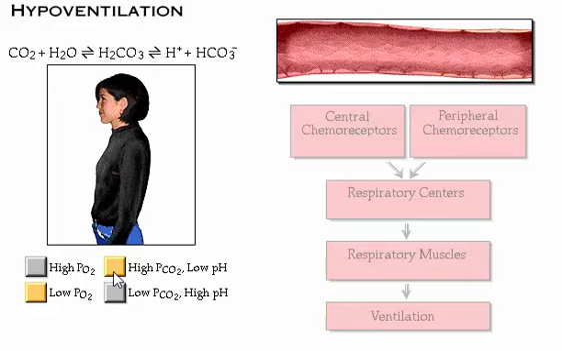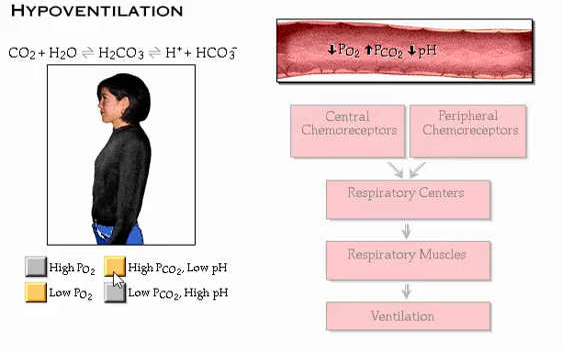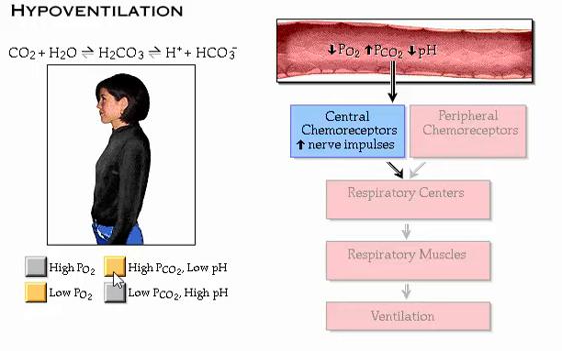Correct! During hypoventilation, not enough oxygen is inhaled, so the PO2 decreases. In addition, carbon dioxide builds up in the blood, increasing the PCO2. This drives the chemical reaction to the right, increasing the hydrogen ion concentration and decreasing pH. The PO2 drops, but not enough to stimulate the peripheral chemoreceptors. The high PCO2 stimulates the central chemoreceptors to send more impulses to the respiratory centers.